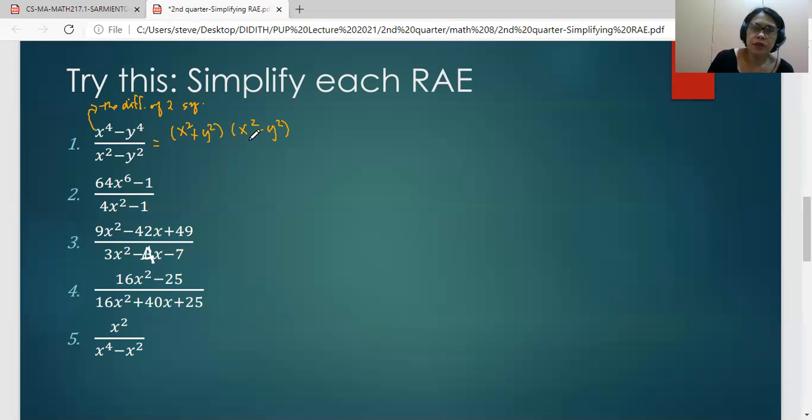Now, class, although this one is still factorable, this is the same with the denominator. So, no need for us to factor this out. Instead, what we will just do is cancel x squared minus y squared because this is exactly the same with x squared minus y squared of the denominator. So, the simplified form is equal to x squared plus y squared.